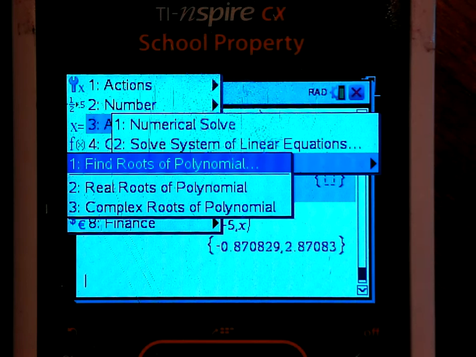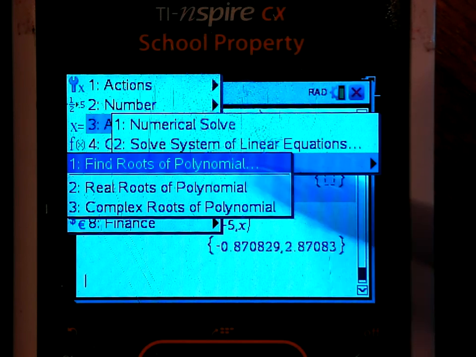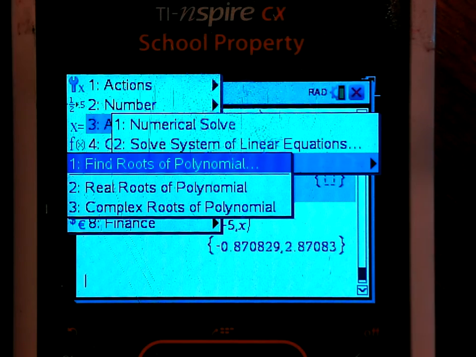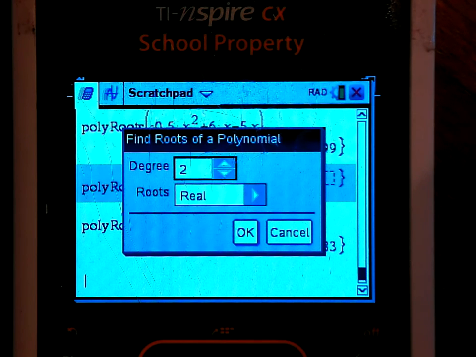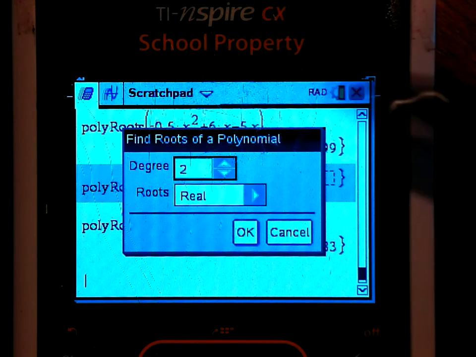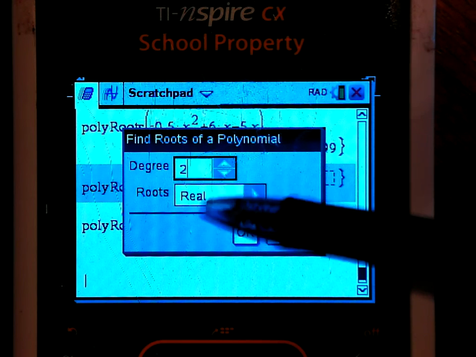And then there's this find roots of polynomials. And when we're trying to solve, we're looking for roots, okay? All the terms used are roots, solutions, solution sets, x-intercepts. They're all the same thing. So we're trying to find roots here. So we're going to go ahead and choose that. And it's going to come up with this degree 2 roots real options screen.